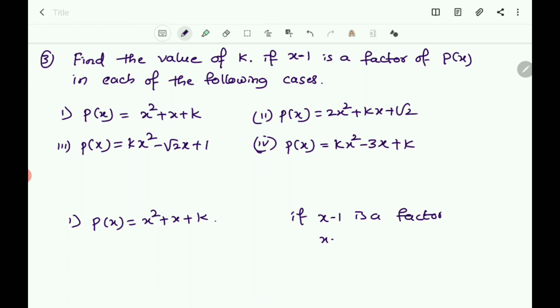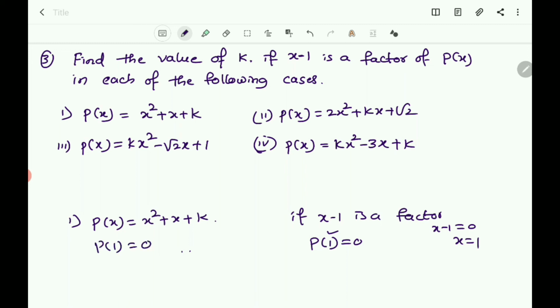If x minus 1 is a factor, that is x minus 1 equals 0, it means P of 1 must be equal to 0. As you know, x minus 1 equals 0 means x equals 1. So as x minus 1 is a factor of the given P of x, then P of 1 must be equal to 0. Therefore P of 1 equals 1 square plus 1 plus k must be equal to 0.